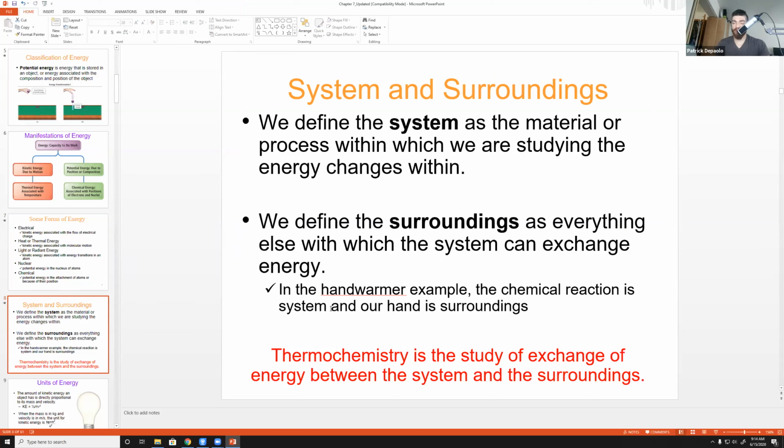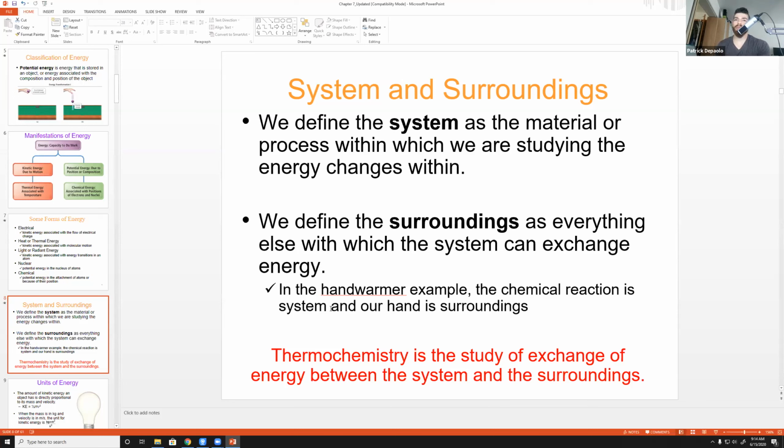But basically, let's say we have a glass of water with ice. Now, a glass of water with ice is the system. The system is contained by the glass of water. Let's say it has a lid on it too, so nothing can escape or enter. That's the system. The surroundings is everything around it.